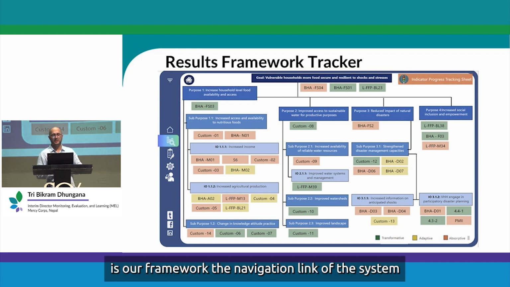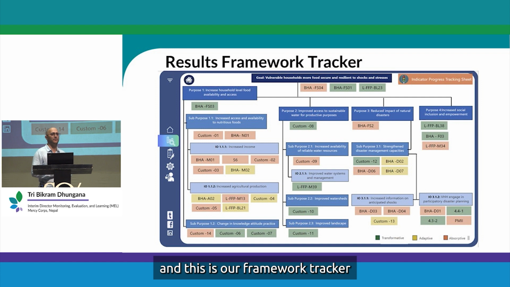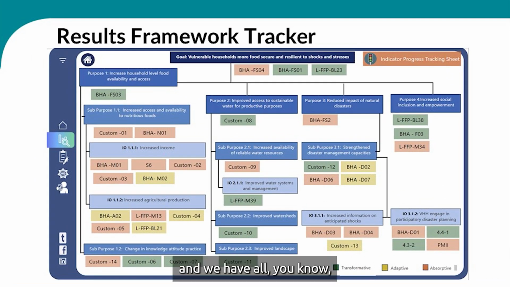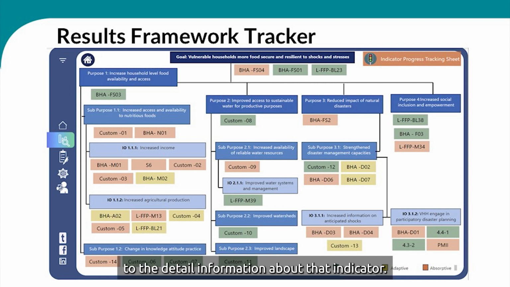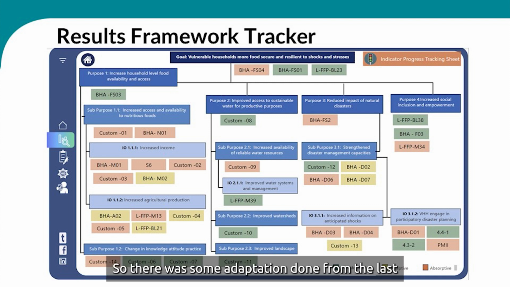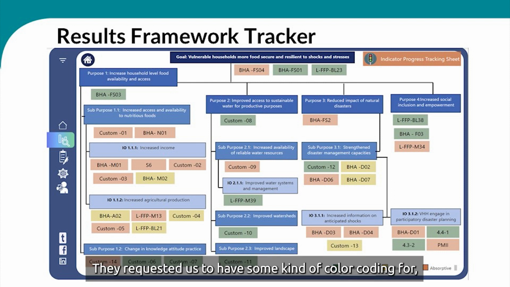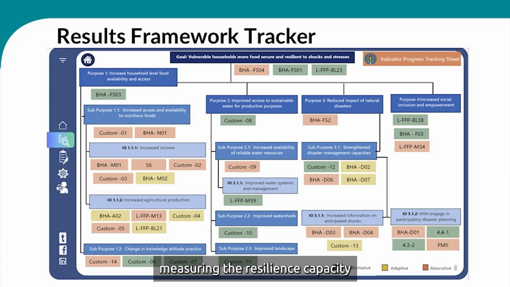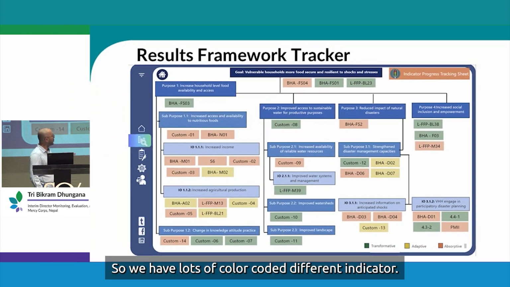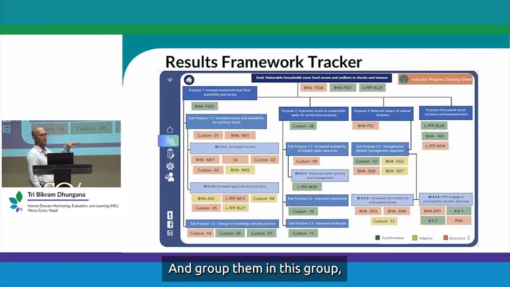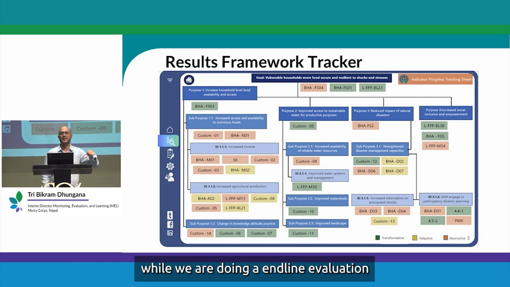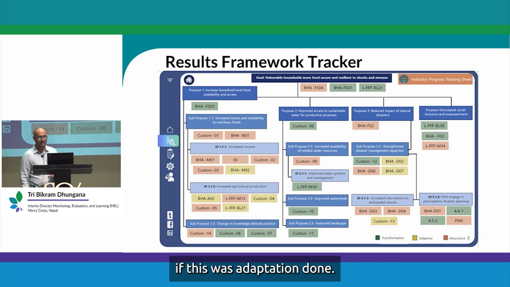So I'm not going to all of the navigation links. I'll show just one, the resolve framework navigation link of the system, and it's a resolve framework tracker, and we have all 39 different indicators in a framework. You can click on any one of the indicators and navigate to the detailed information about that indicator. So there was some adaptation done from the last presentation that we gave to US Mission and BHA. They requested us to have some kind of color coding for measuring the resilience capacity, that is adaptive, absorptive, and transformational. So we have also color coded different indicators and grouped them in these groups. This would be very useful while we are doing an end line evaluation. Okay. This was some adaptation done.